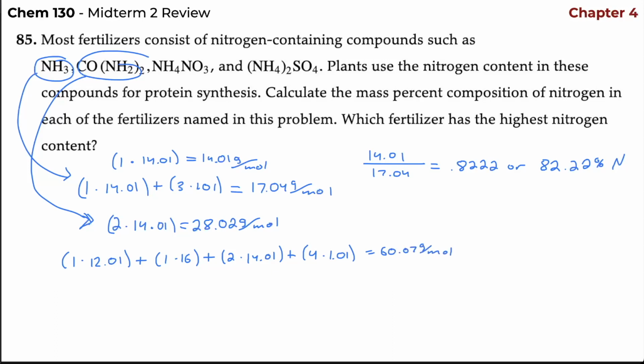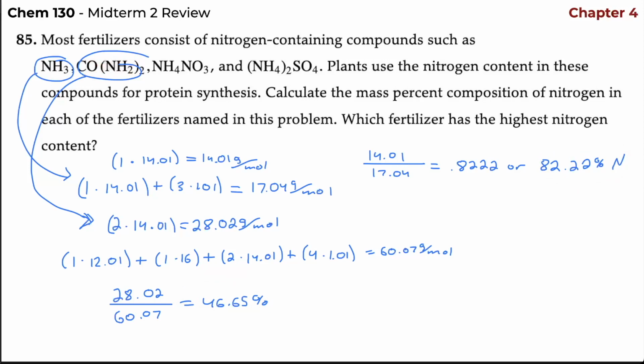Then what we have to do is divide this by this. So this becomes 28.029. Oh, that's not it. That's a G, sorry. 20.02 over 60.07, which is equal to 46.65%. So we can already see that this one is going to be higher than this one, so we already know that this one is not the right answer.